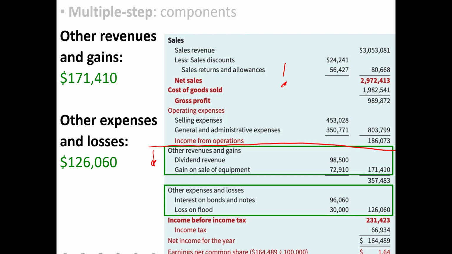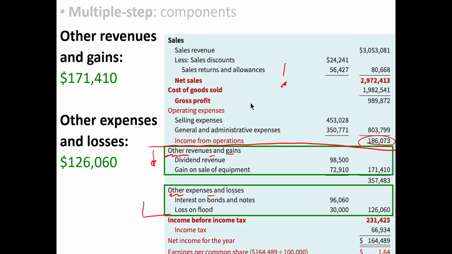So what do you notice at the bottom here? Other revenues and gains, other expenses and losses. It's kind of telling you, hey, we had some other stuff that happened, but don't freak out about it. We're just making sure we're pretty clear about how this stuff overall impacted our income from operations and overall net income. Maybe these things are good.